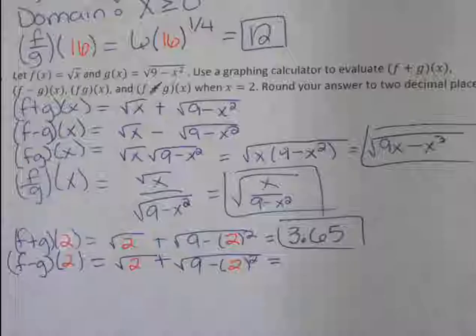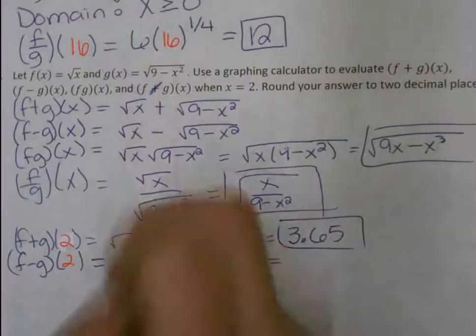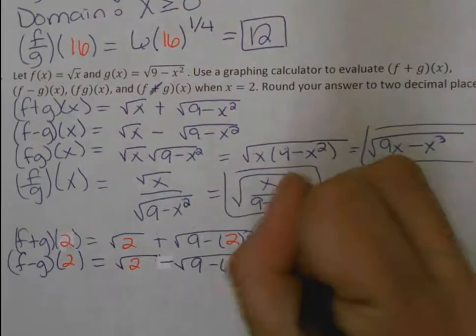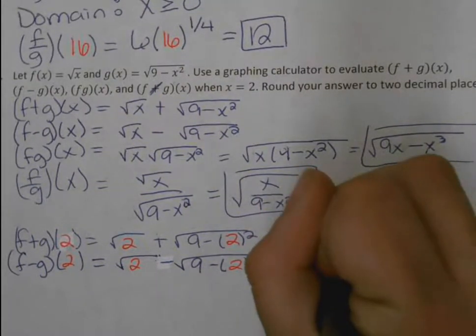Oh, wait, I forgot to write the minus in the middle. This one gives me negative 0.82.